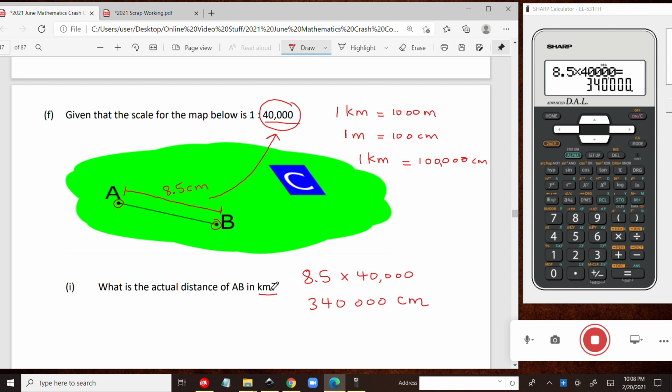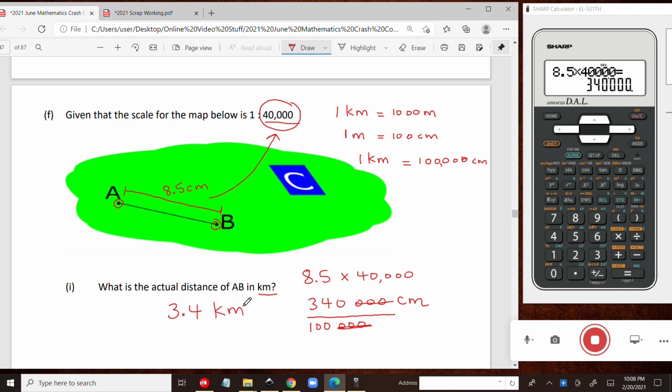But the examiner doesn't want the measurement in centimeters. He wants it in kilometers. So 1 kilometer is equal to 100,000 centimeters. So to convert this to kilometers, you just simply divide it by 100,000. So divided by 100,000 here, this and this will cancel out. 340 divided by 100 is 3.4 kilometers.